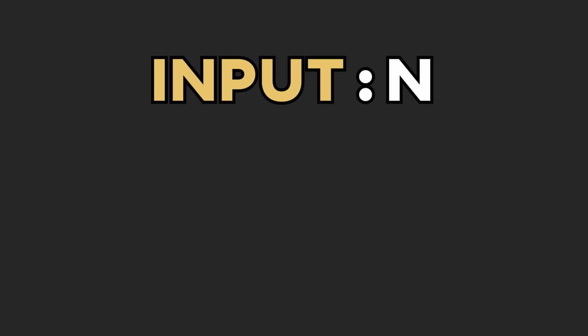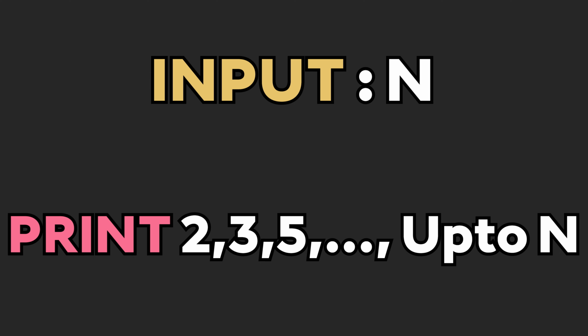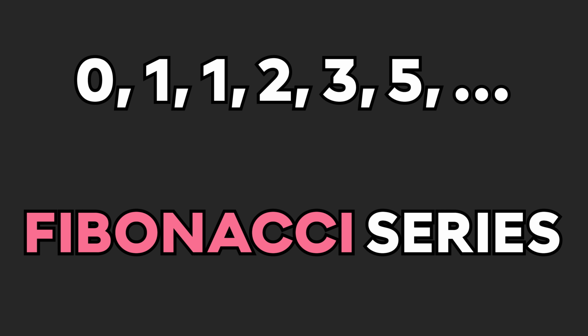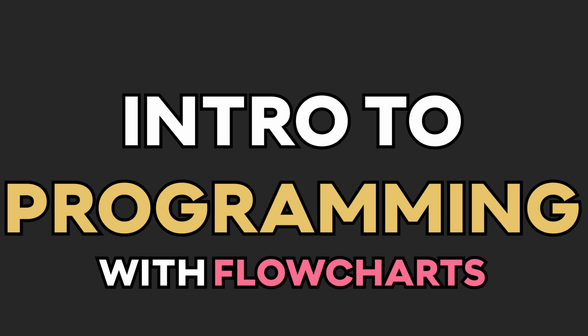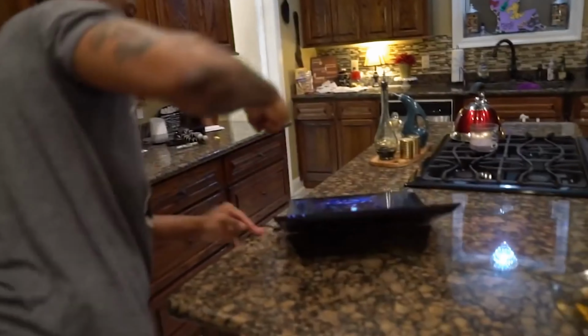And lastly, as a homework, try to write a flowchart to print every prime number from 1 to n, and also print the first 100 elements of the Fibonacci sequence. And that was Intro to Programming with flowcharts. We'll start with C++ from the next video.